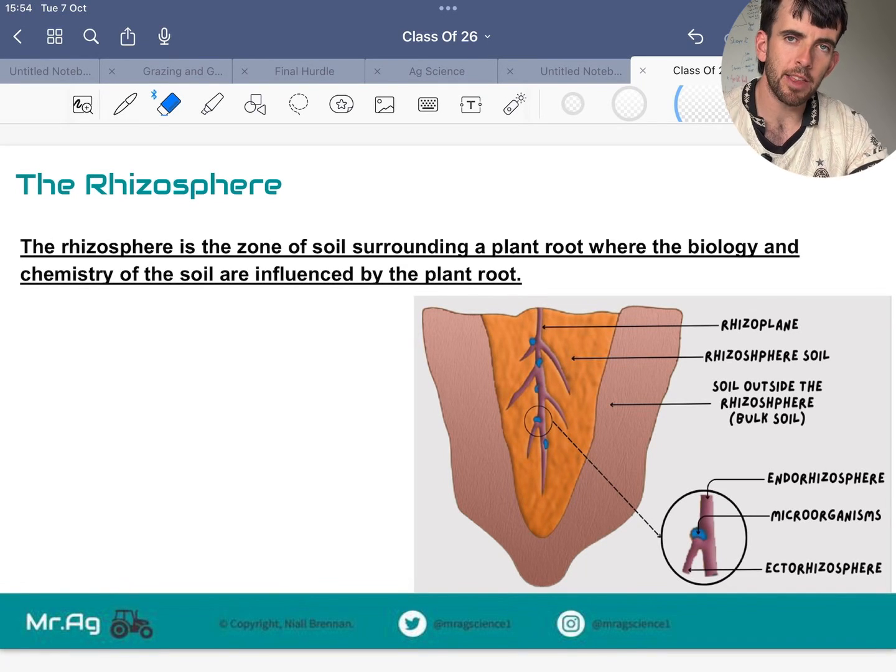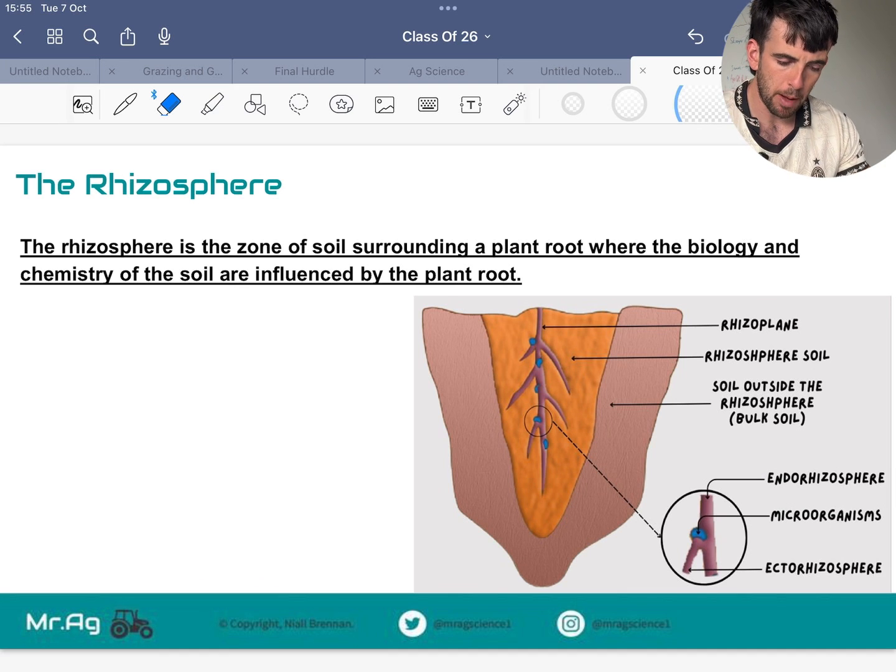Today we're looking at the rhizosphere. We're looking at a diagram of the rhizosphere that's frequently asked in the exam, and a lot of the students in my weekly classes got this wrong in the exam papers, so let's have a better look at it in a little more detail.